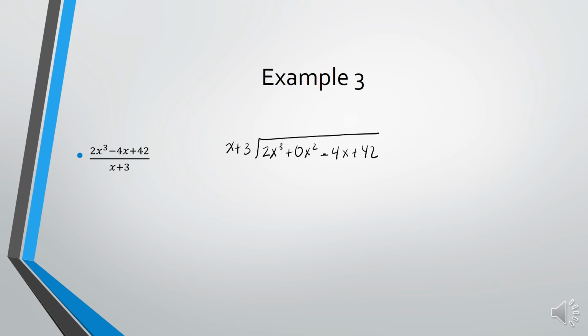Let's start with red this time. What do I multiply x by to get 2x cubed? So I think you should multiply by 2x squared. Once I write that term up there, I'm going to multiply. So I'll multiply and get 2x cubed plus 6x squared. This is the reason I wrote that 0 up there. Multiply and subtract. When I subtract, it looks like I get negative 6x squared, and let's not forget to bring everything else down. So minus 4x plus 42.